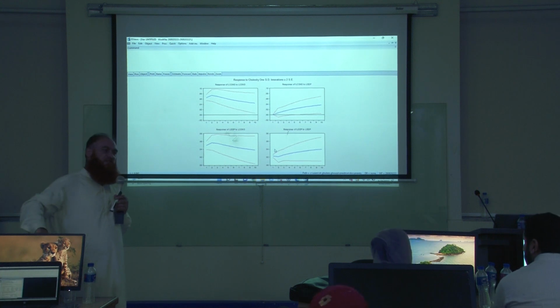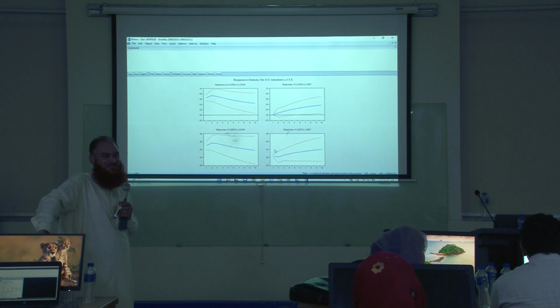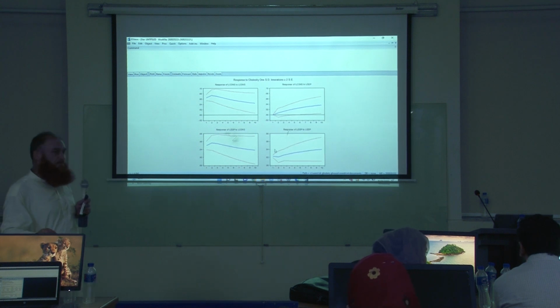If the blue line is intersecting with the red lines, this means that there is no uncertainty. So anyhow, this is your impulse response analysis.